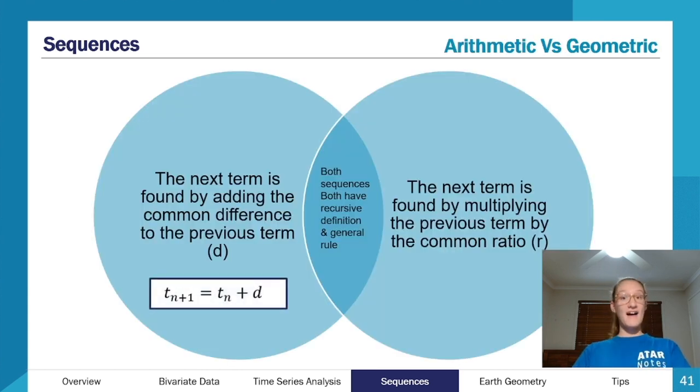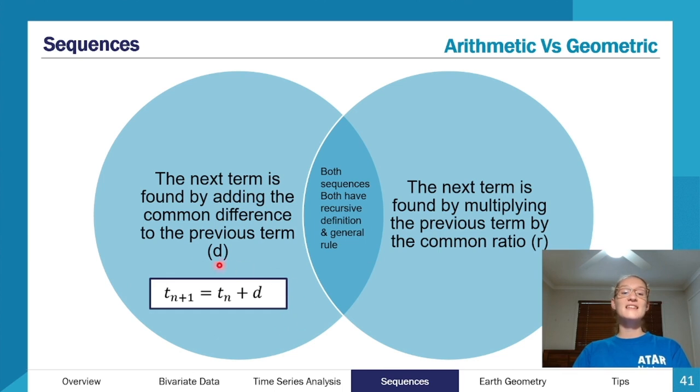So arithmetic versus geometric sequences. This side of our Venn diagram is an arithmetic sequence, and this side of our Venn diagram is a geometric sequence. So let's have a look at the similarities and differences. First, the similarities, so what they share in common. Both sequences have recursive definitions and general rules. So what's the difference between a recursive definition and a general rule? I'm so glad you asked. We're going to be talking about that.